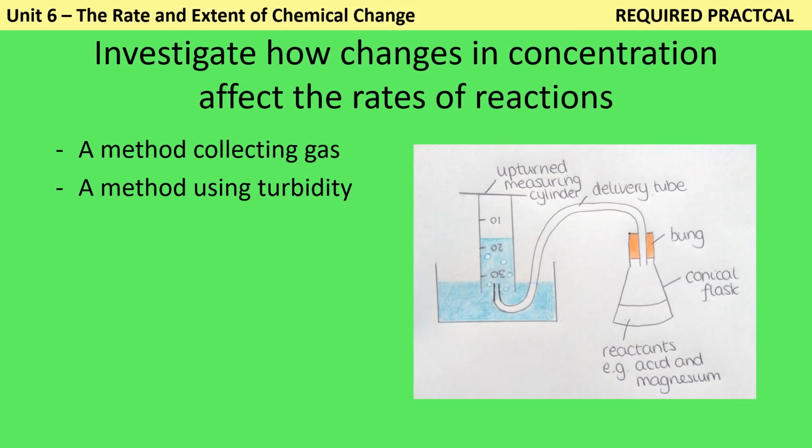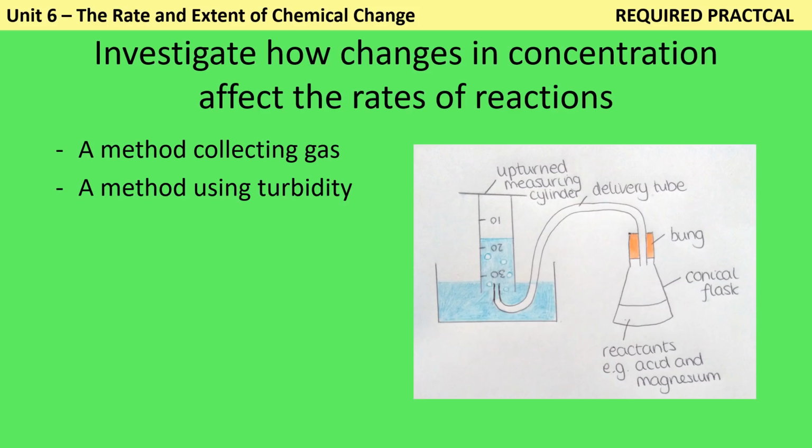The first required practical that comes up in AQA GCSE Chemistry Paper 2 investigates what happens to the rate of reaction when we alter the concentration. This is a two-part investigation. You need to be able to describe both how you would do this using a method where you collect gas, and also how you would do it with a method that involves turbidity.